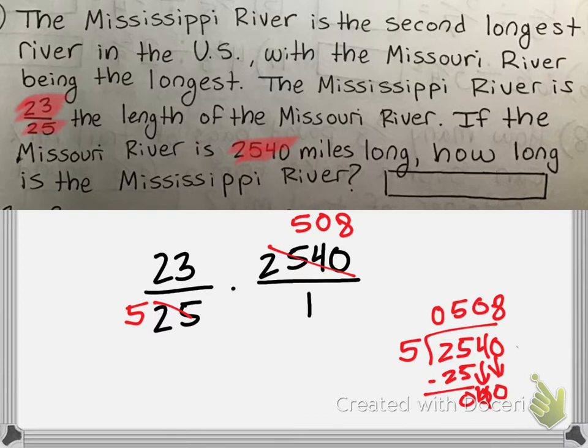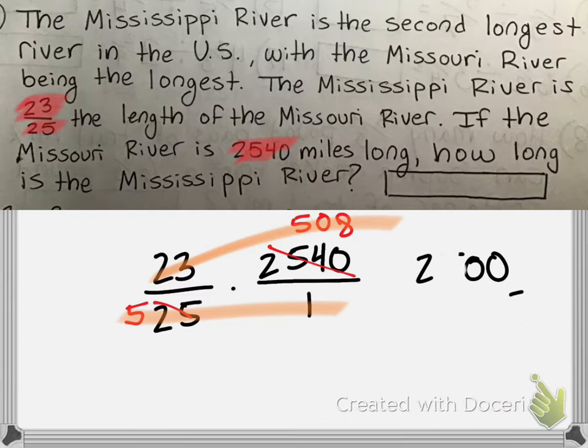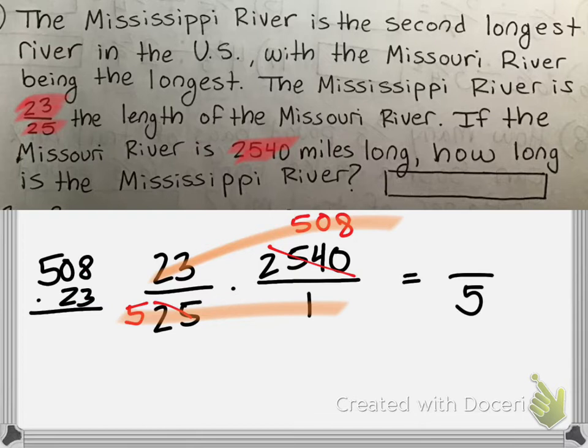And now all I have to do is across multiply. We've already cross canceled. Now we have to across multiply. So what we do know is our denominator is going to be a 5. 5 times 1 is 5. We're multiplying 508 times 23. What did you get, Amelia? I got 11,600. So she was close.